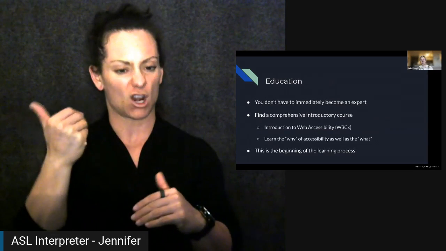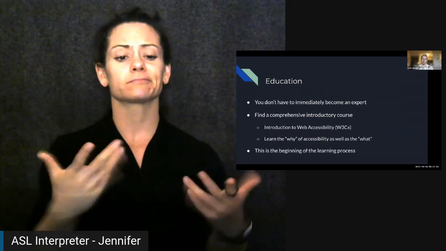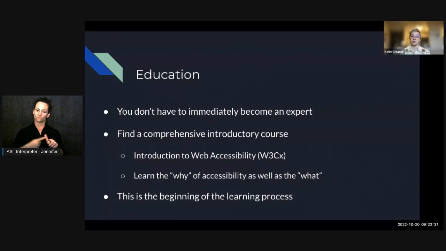So the first hurdle that I tackled was education. And with the support of my team, I was able to find a comprehensive introductory course called Introduction to Web Accessibility with W3CX, and really educate myself on the why of accessibility as well as the what. So who are we designing for? Why is it important that we make these things accessible?